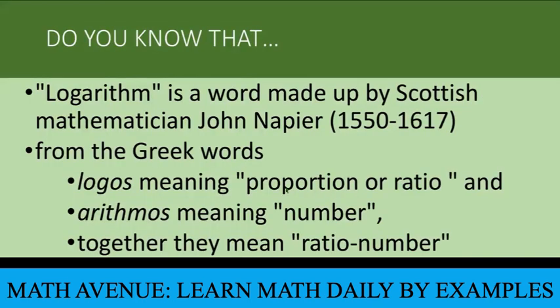Do you know that the word logarithm was made up by Scottish mathematician John Napier? Logarithm came from two Greek words, logos, meaning proportion or ratio, and arithmos, meaning number. So together, they mean ratio number. But for our understanding, it's easier to remember logarithm as exponent. Logarithm means exponent. So when you have cases where you do not know the exponent and you are solving for the exponent, you are going to use logarithm to solve for that exponent.